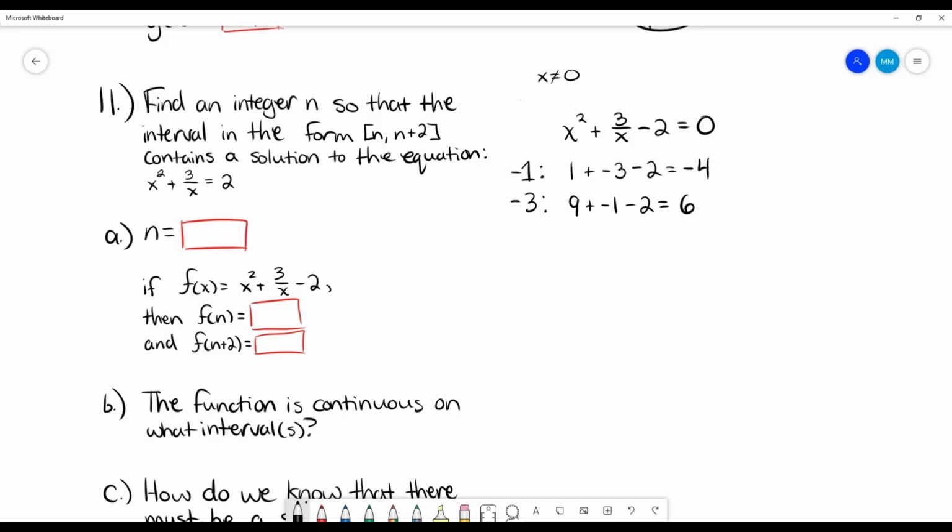And so we're going to say that n equals -3, because that would be our n, and then n plus 2 is -1. And we just found that f of n is a -4, and f of n plus 2, oh, no, we did not. We found f of n, which is our -3, is 6, and f of n plus 2 is -4.